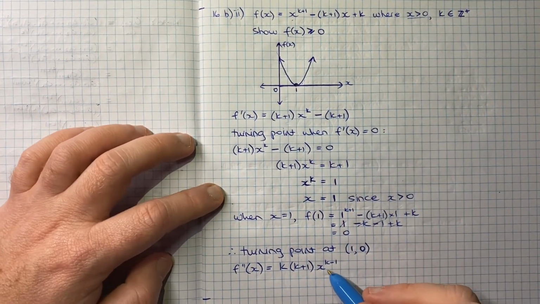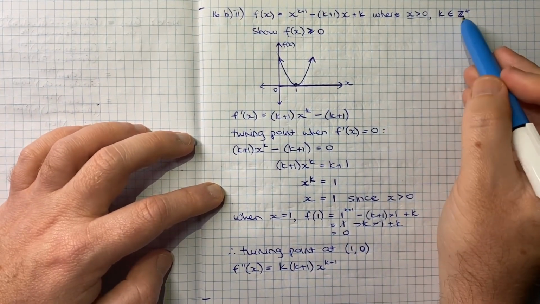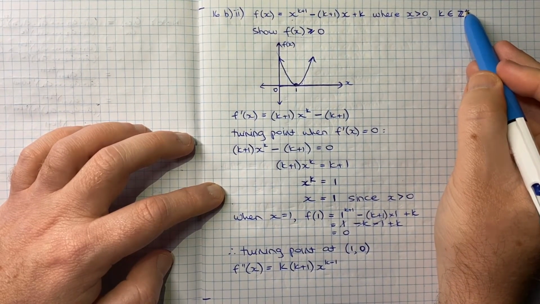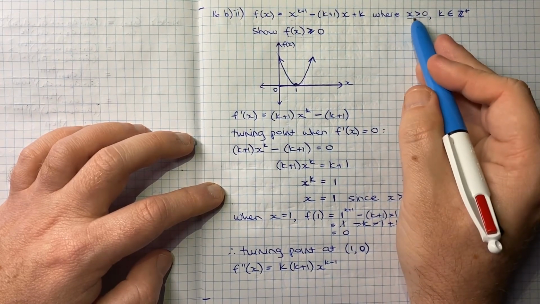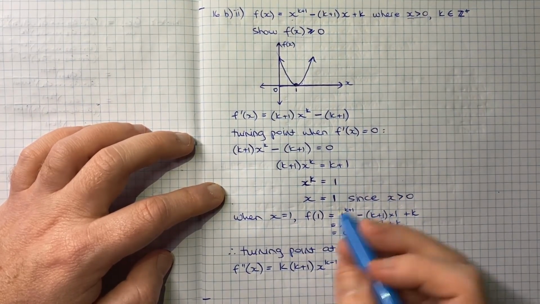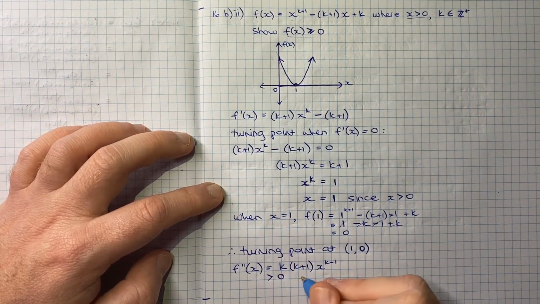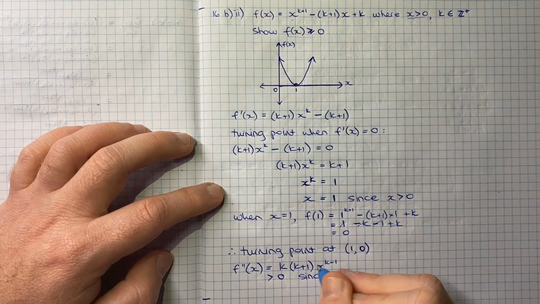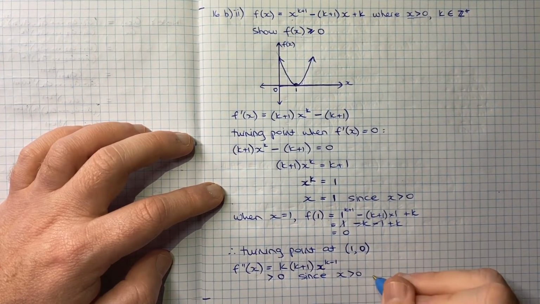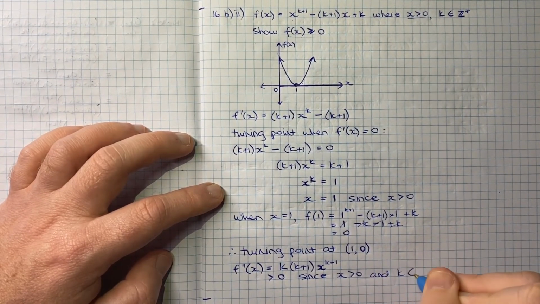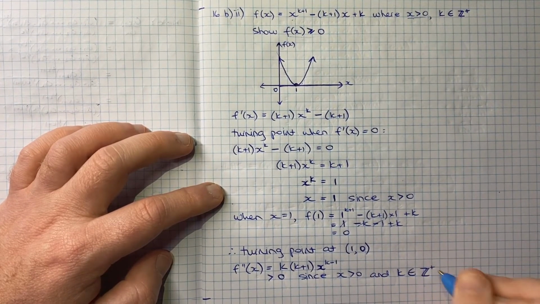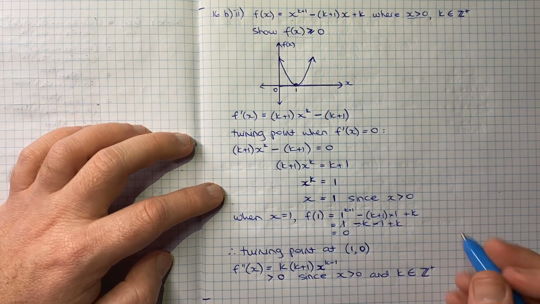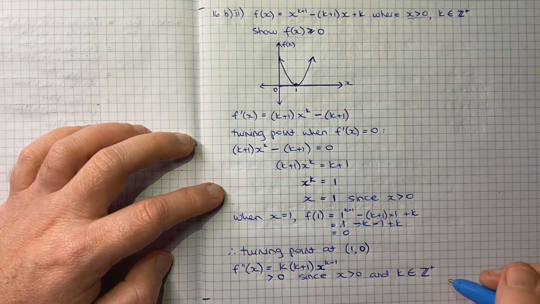So the question is, is that positive? Now we know k is a positive integer, and we know x is always positive. So actually, this is going to be positive, and we can say since x is positive, no matter what we put in here, we end up with a positive number. And we know k is in the positive integers. So therefore, it's a minimum turning point.